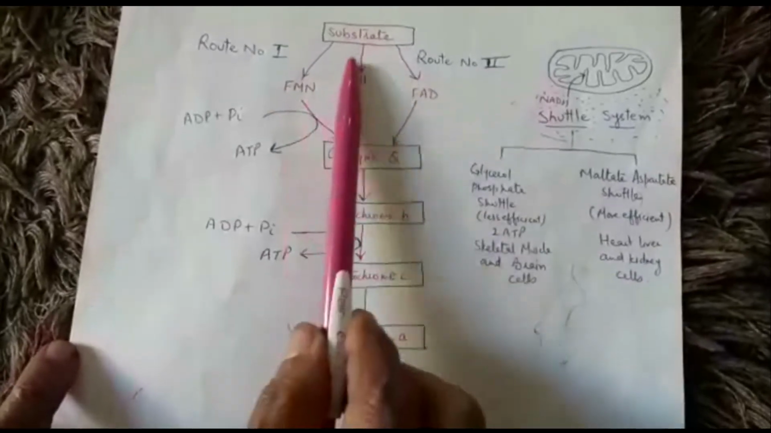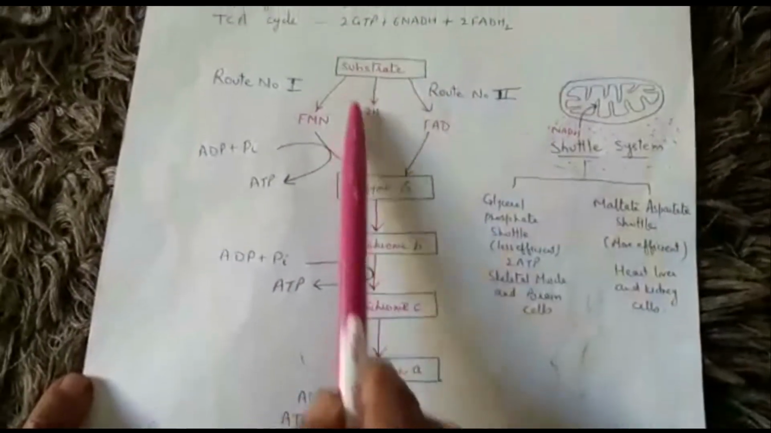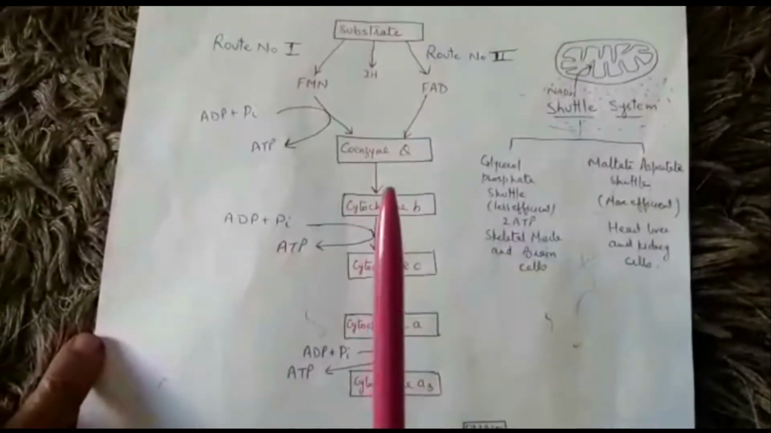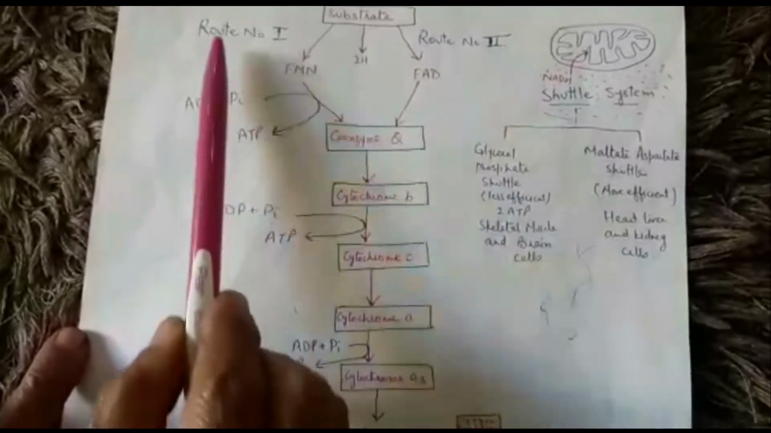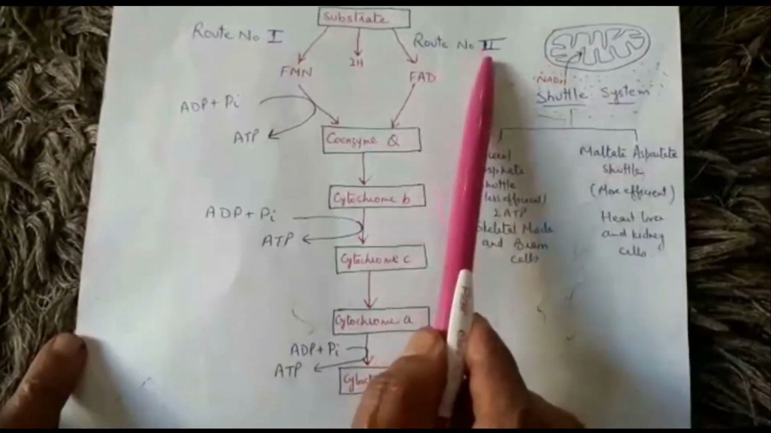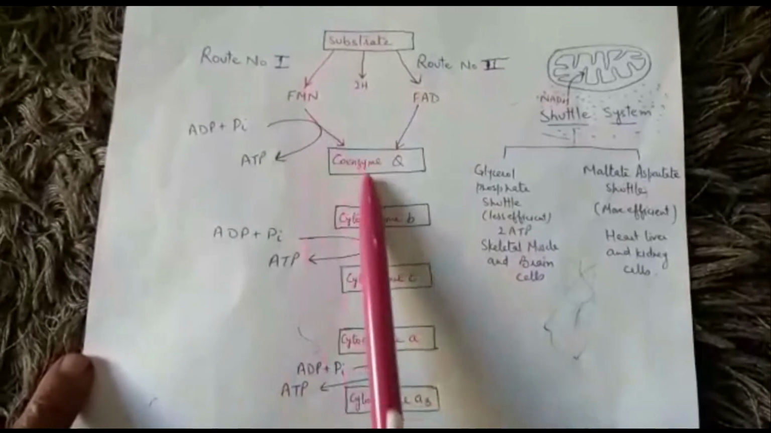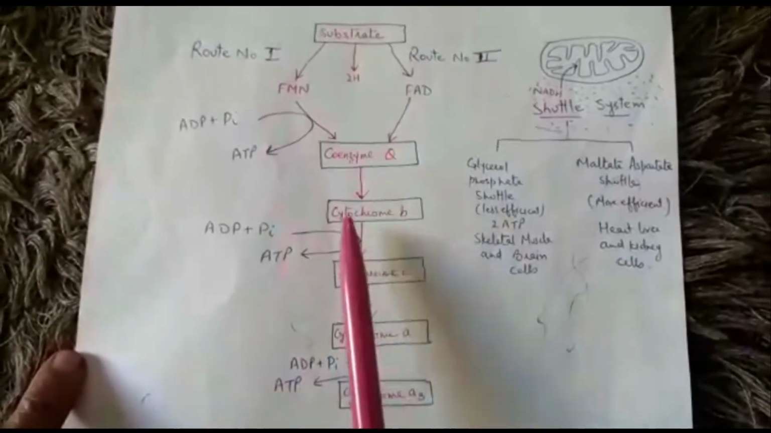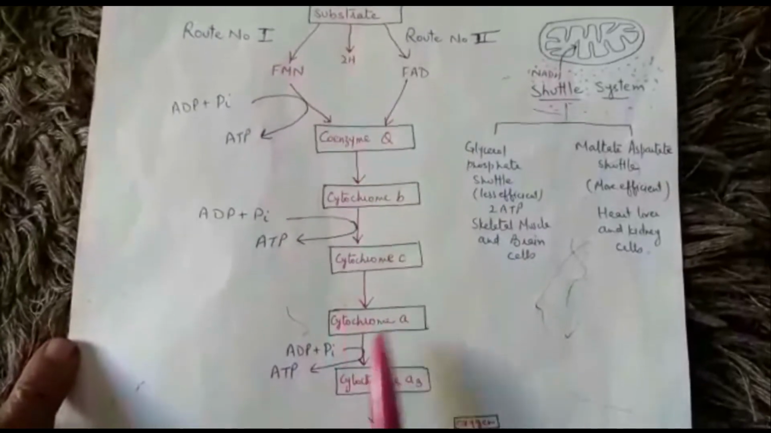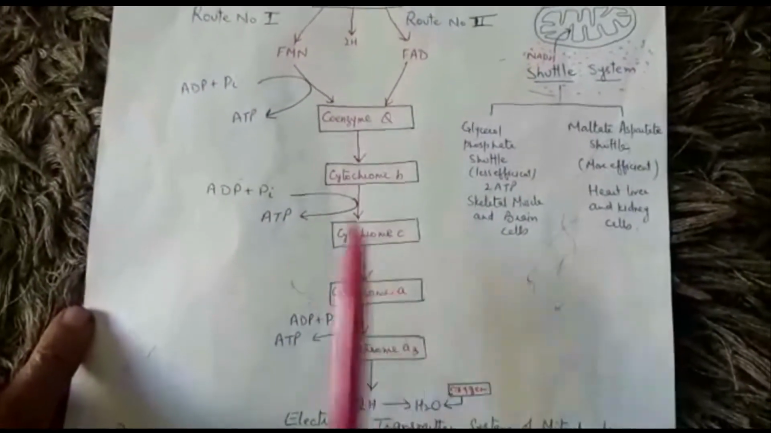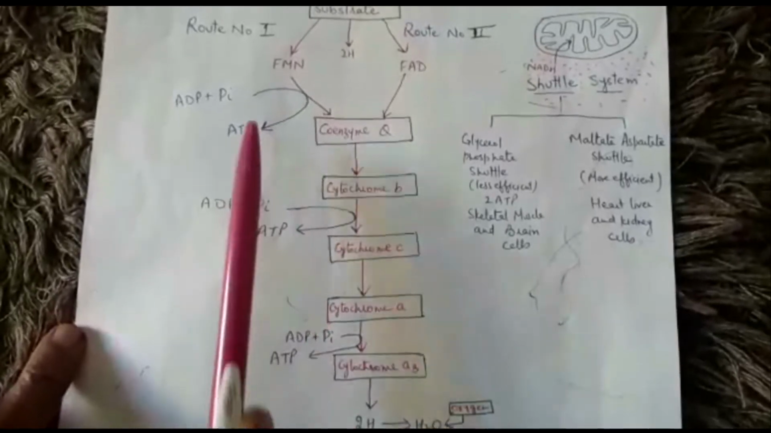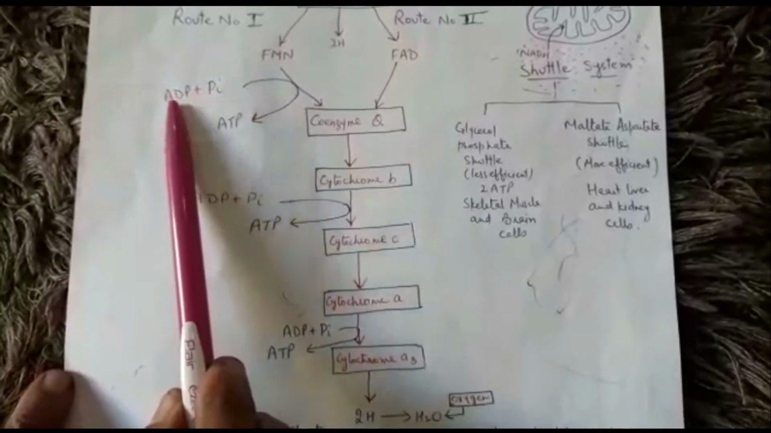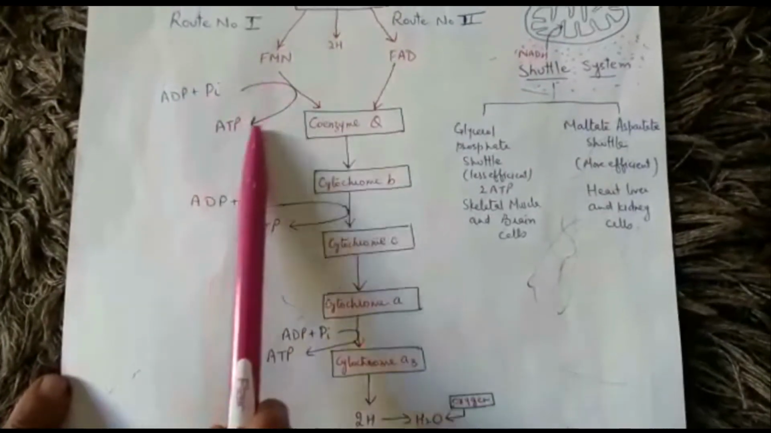Just see, the pair of electrons passes through this electron transport system through 2 routes. There is route number 1 and route number 2. If the pair of electrons follows route number 1, naturally it passes through FMN, coenzyme Q, cytochrome B, cytochrome C, cytochrome A, cytochrome A3. And at 3 points, a sufficient amount of energy is produced, which is used to combine ADP and inorganic phosphate into ATP.